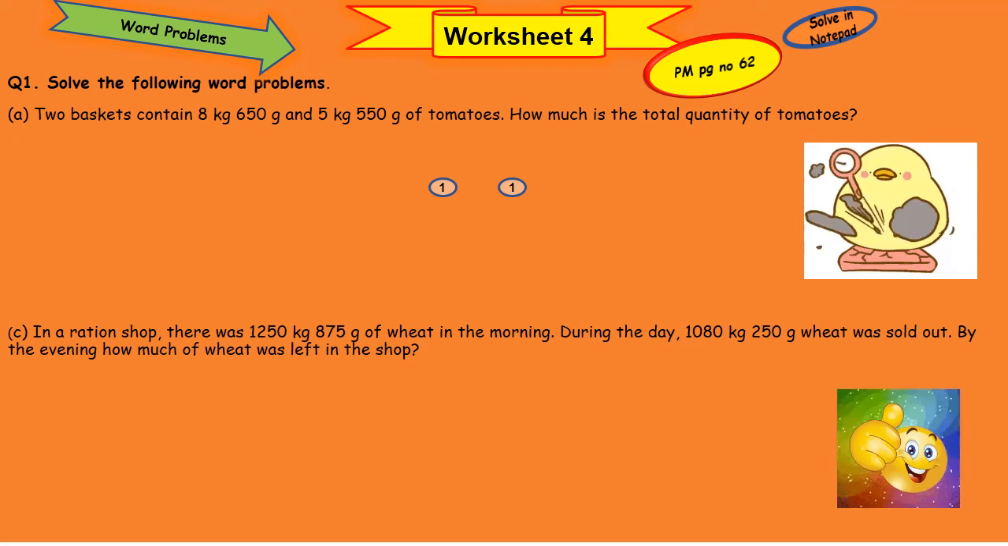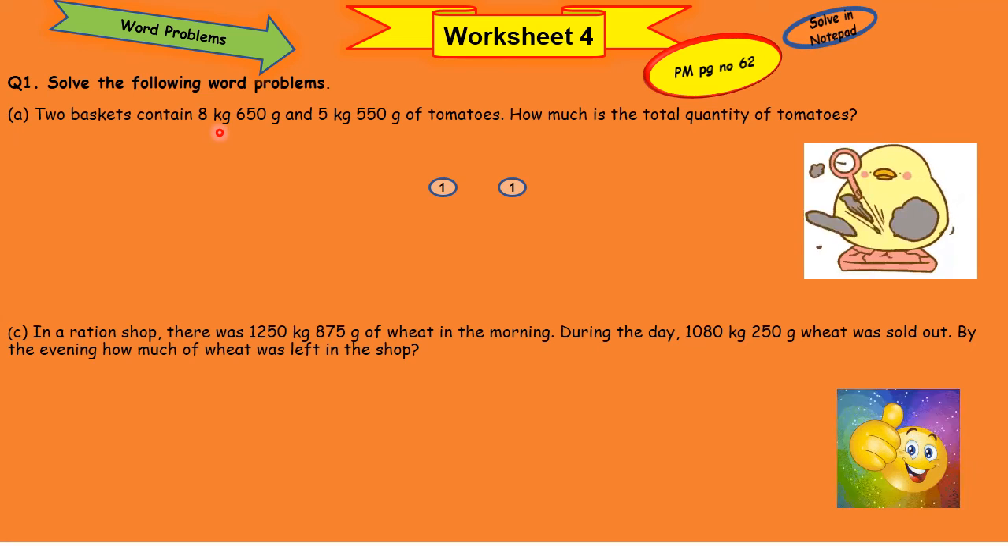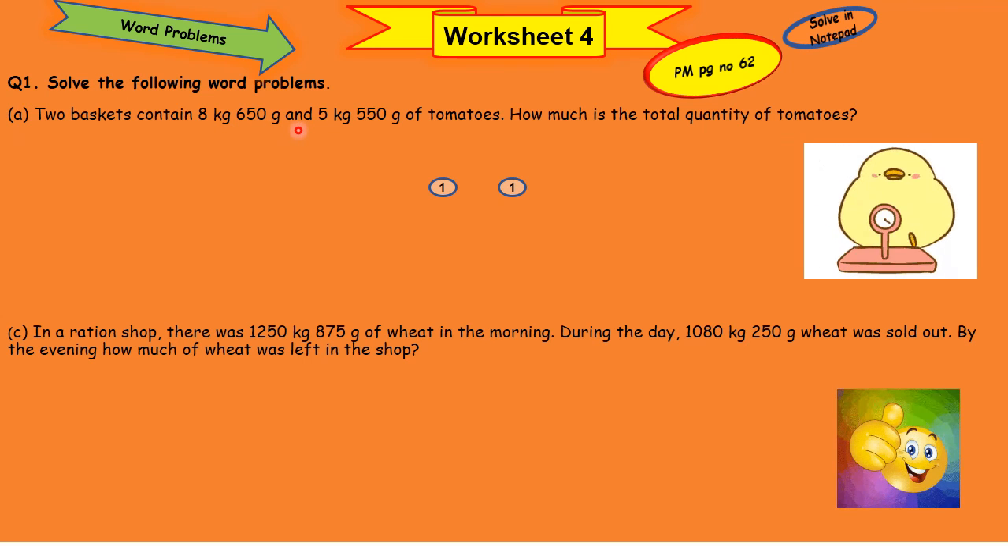Now, based on addition and subtraction of weight, in worksheet 4 in your maths book, page number 62, word problems are given. So here I have taken 2 word problems, A and C. Let's read and try to solve them. Question A is, 2 baskets contain 8 kg 650 grams and 5 kg 550 grams of tomatoes. How much is the total quantity of tomatoes?